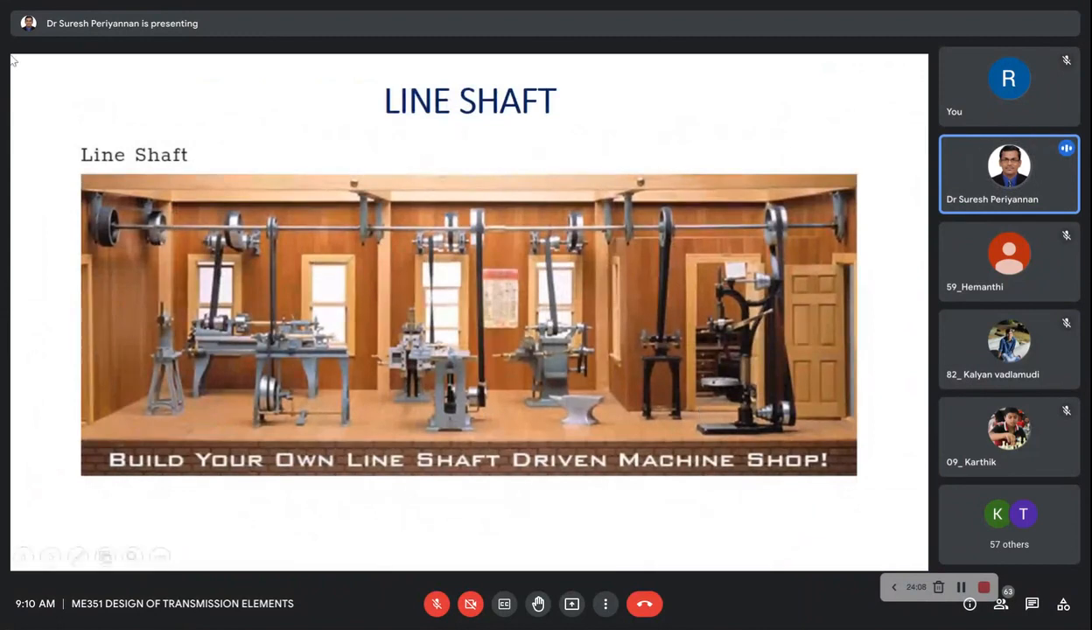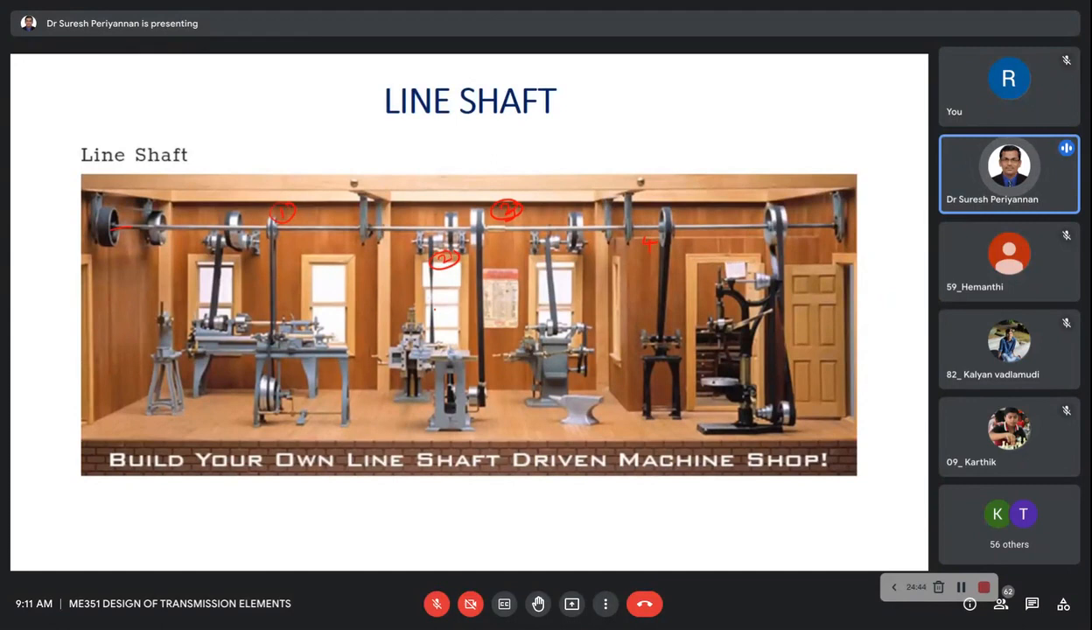See here, the line shaft. This is a main power transmission line, right? This is a main power transmission line. But see here, from this main power transmission line, in between we are using pulley 1, pulley 2, pulley 3, 4. For different applications, we are taking the power from the main shaft. This is an example for line shaft.